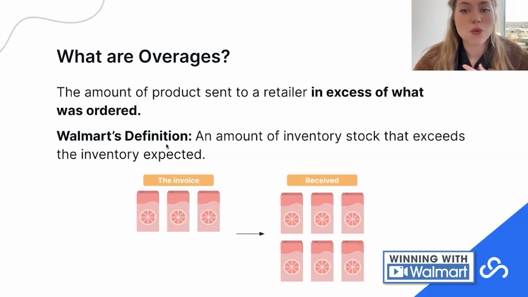Here is the actual Walmart definition: any amount of inventory stock that exceeds the inventory that is expected. So any extra product than what is ordered is what Walmart considers an overage.